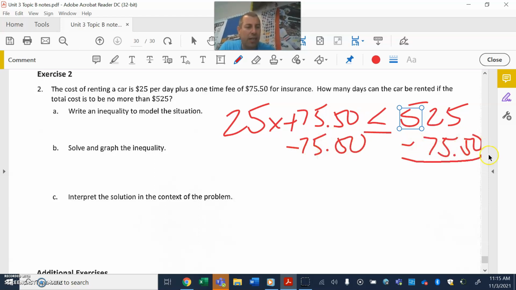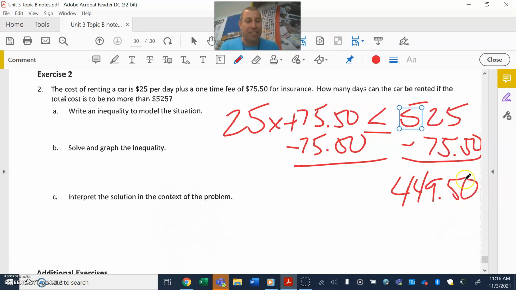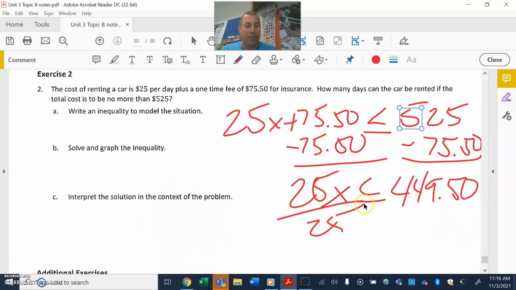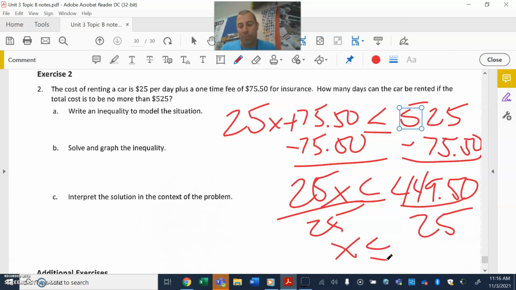So a little subtraction. All right. I'm going to reach for the calculator. I get a little bit nervous there. I'm going to do the borrowing, and I would rather not. So 525 minus the $75.50. There we go. $449.50. All right. Bring everyone else down. We'll divide by our 25. X needs to be less than or equal to, let's see here.